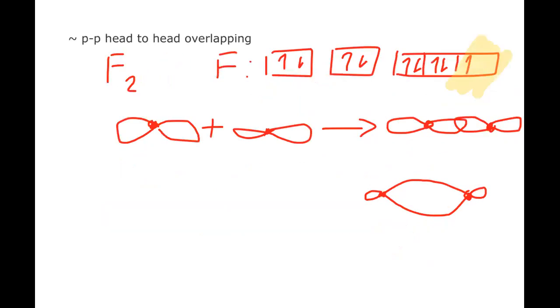Next is the PP head-to-head overlapping. Over here, we took the example of fluorine molecule. Fluorine has one pz orbital, which is incomplete. So two pz orbitals combine together. P orbitals have a lobe shape. So when they combine, this is the structure of a PP head-to-head, and the molecular orbital for the PP head-to-head is in this shape. Now, next is pi bond, the second type of covalent bond.